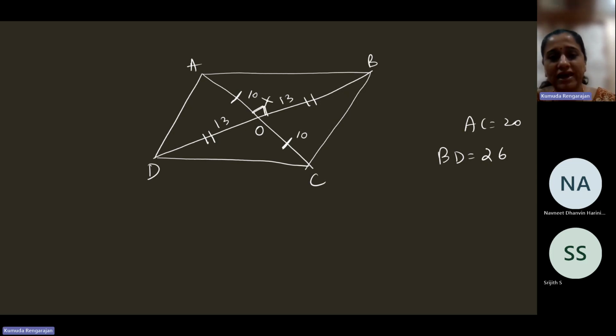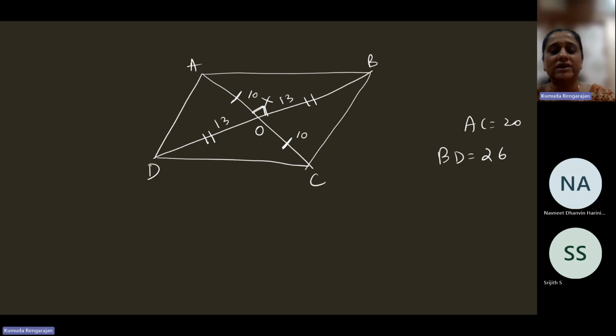When we talk about diagonals, are the diagonals equal? No. Do the diagonals meet at right angles? No. In a parallelogram, they don't meet at right angles. Does one diagonal bisect the other diagonal? Here actually both the diagonals bisect each other.